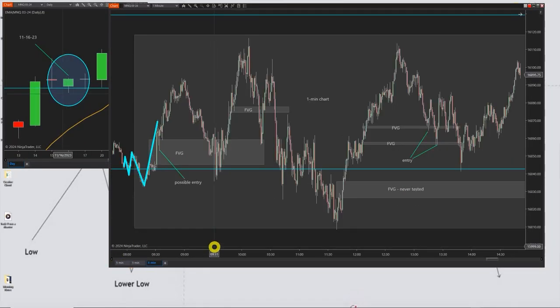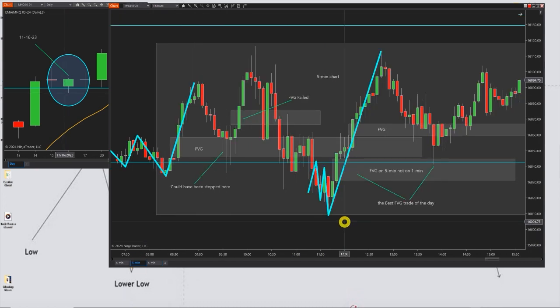I like to use them both because sometimes you can't see things on the 5-minute that you can on the 1-minute. And when you get them to agree with one another, then you have a higher probability that there's something there, right? So what are we looking for? We're looking for breaker blocks.